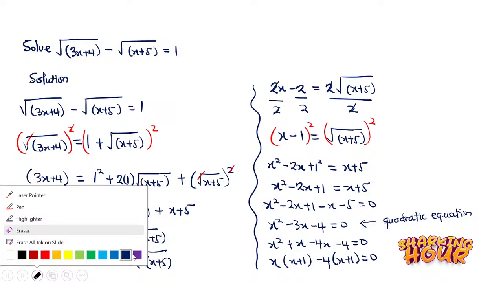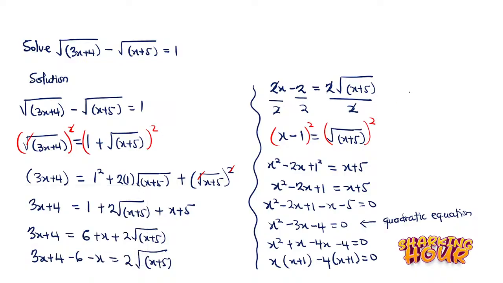So let me use a different color. From here, I now group the x and then the negative 4 into 1. So I now have x minus 4, and then x plus 1, and then this will be equal to 0. Are we okay? Now, from here, we equate both to 0.